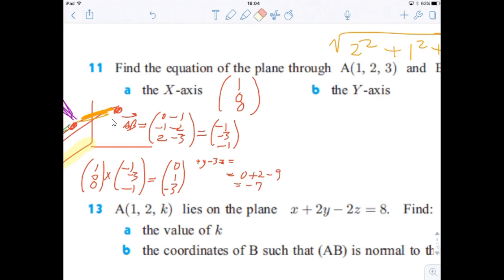I'm just going to erase this here. Okay, so that's equal to negative 7, and that's our equation: y minus 3z equals negative 7.